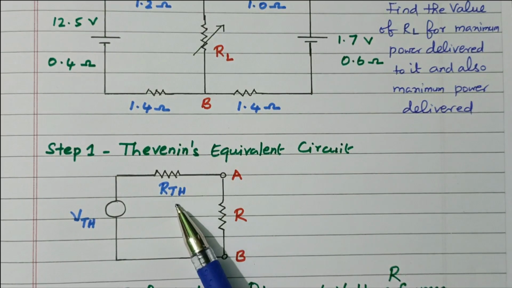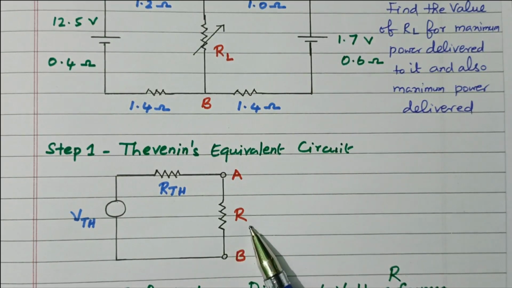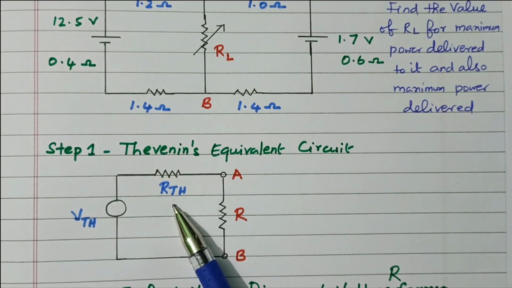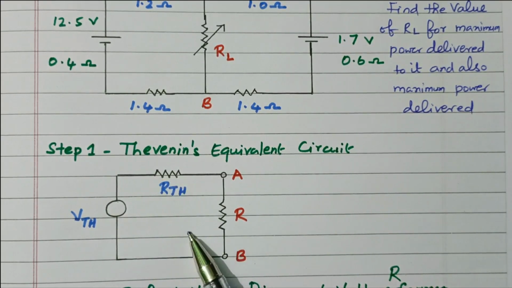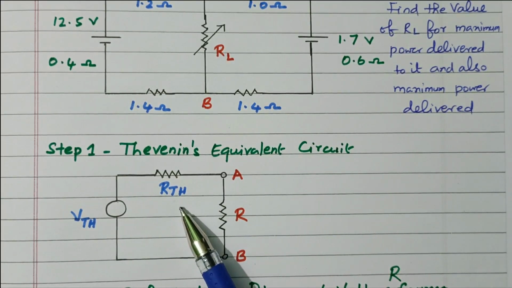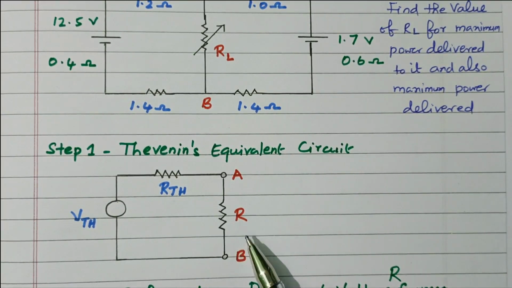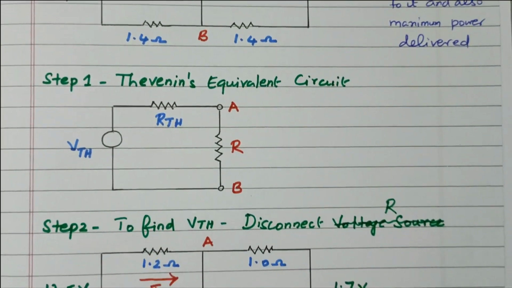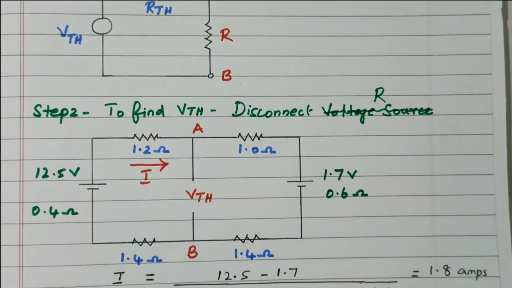The R value is nothing but RTH. And the formula for maximum power delivered to the load is available: VTH squared divided by 4 times RTH, that is V squared by R. So by finding the Thevenin equivalent circuit, we can easily calculate the value of R as well as the power delivered to R, because this is the system internal resistance. The condition is internal resistance equal to load resistance. Now we'll go for the Thevenin equivalent circuit. First we will find the Thevenin voltage.